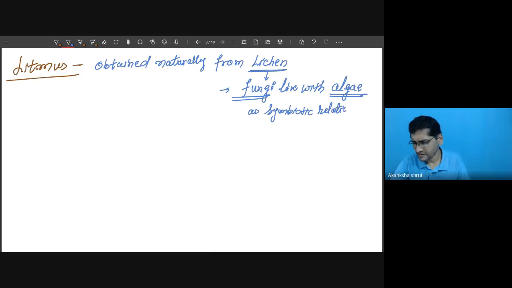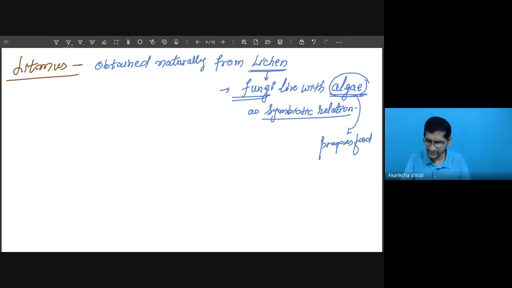It is this one. The algae is able to prepare the food. So write this, prepares food. Food is required to survive, but fungi is not autotrophic. So it takes the food prepared by the algae, but it gives protection to the algae. So it protects algae from the attack of the environment or other organisms. So it gives the protection.